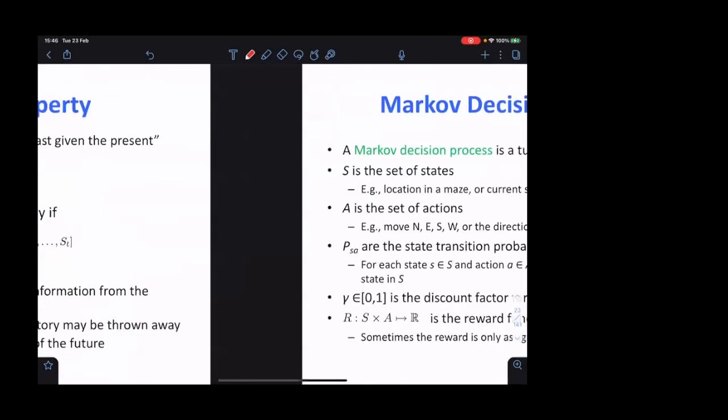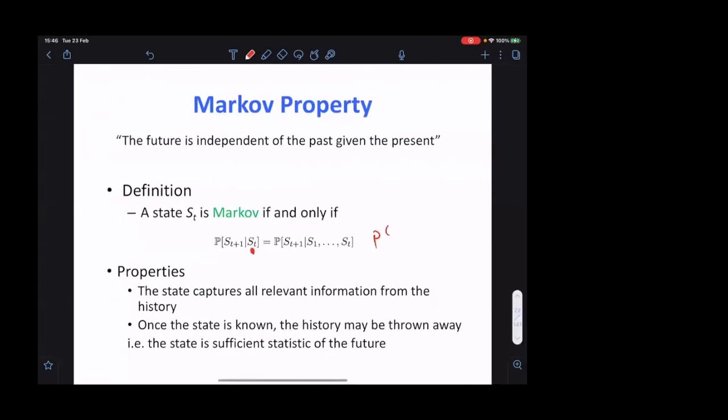And also the policy itself is stationary. When I say stationary, it's independent of time. As long as I know the state, then my action depends on that. So really, the current state captures all relevant information from the history. That's why we call it a Markov decision process.